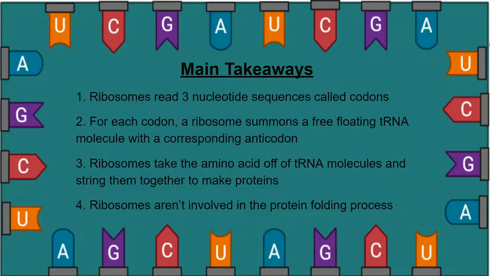Since we just went over a lot of information really quickly, here's a brief summary of translation. Ribosomes read 3 nucleotide sequences called codons. For each codon, a ribosome summons a free-floating tRNA molecule with a corresponding anticodon. Ribosomes take amino acids off the tRNA molecules to string them together to make proteins, and ribosomes aren't involved in the protein folding process.